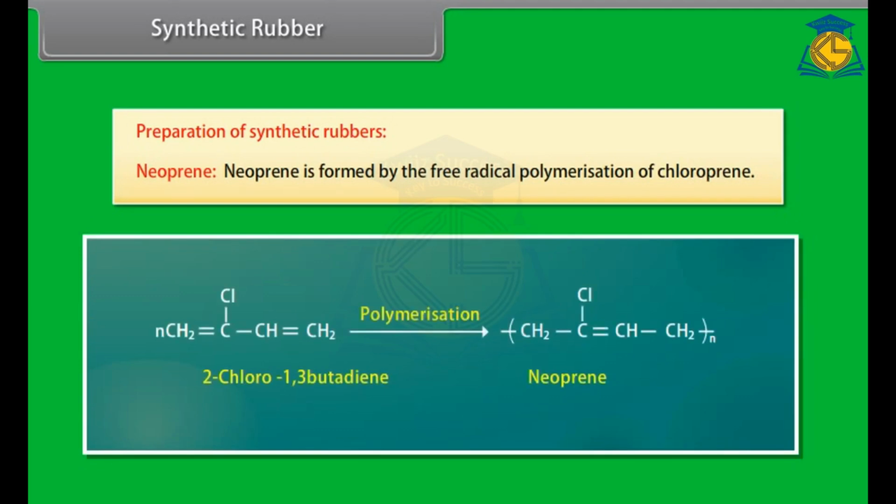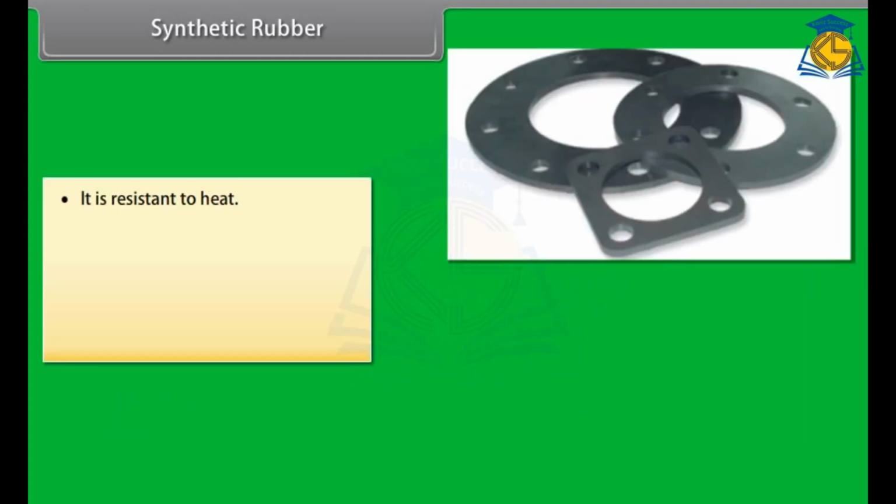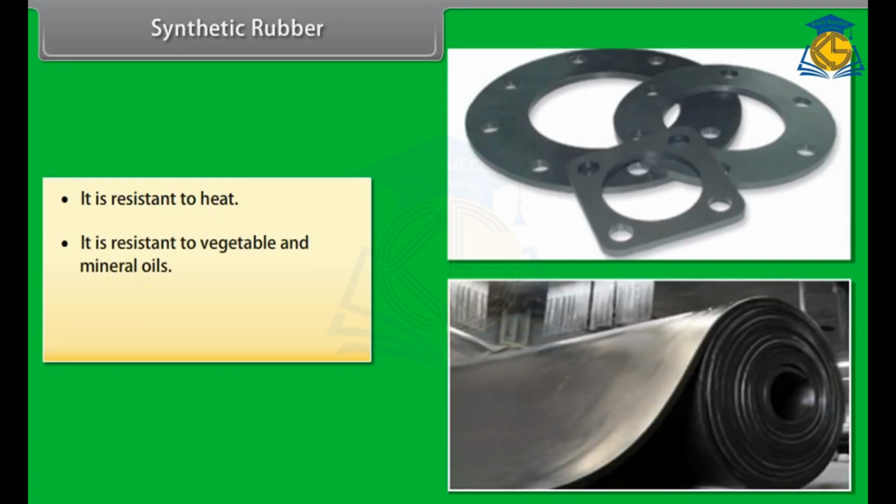Neoprene is formed by the free radical polymerization of chloroprene. It is resistant to heat. It is resistant to vegetable and mineral oils. It is used for manufacture of conveyor belts, gaskets, and hoses.